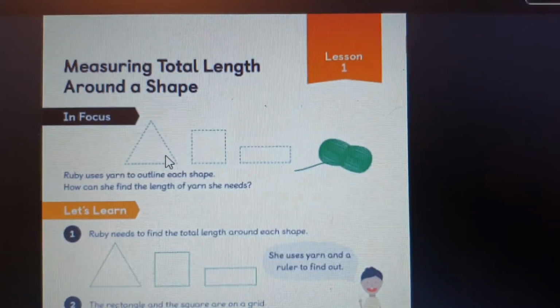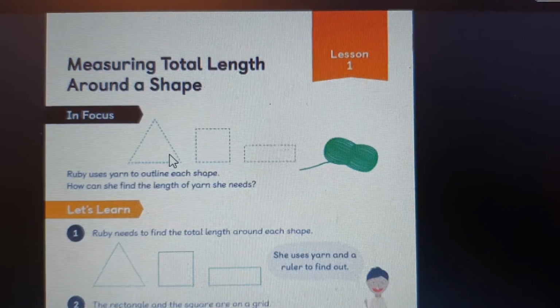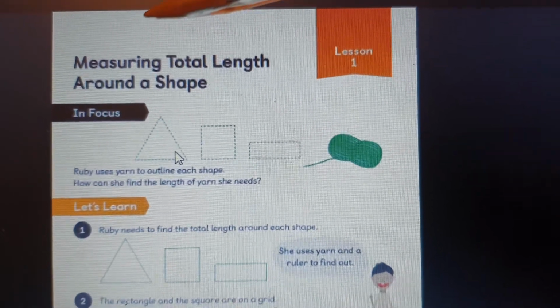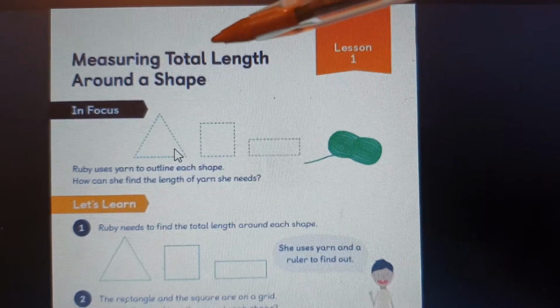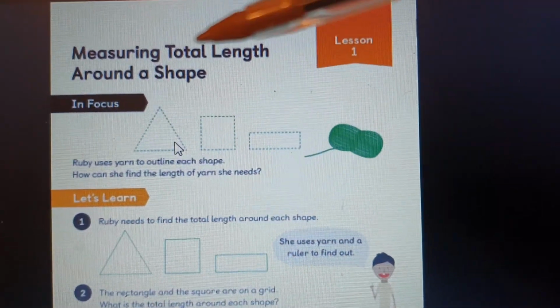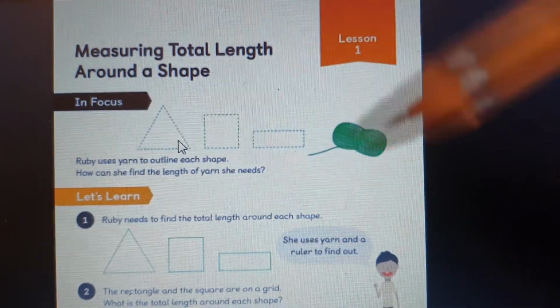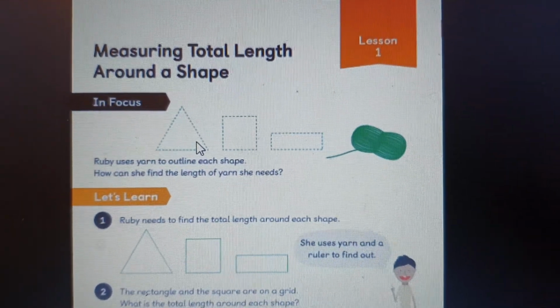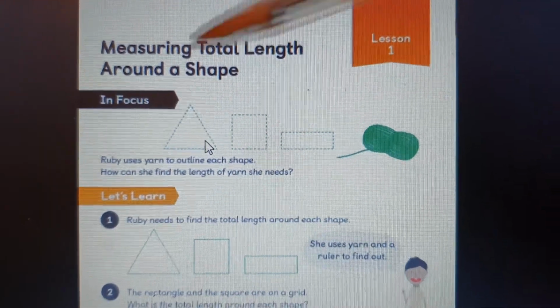So I've just put a link on BBC Link about perimeter and what perimeter means. Today we're going to measure the total length around a shape. The reason we're doing perimeter is that next week everybody in Year 5 will be learning about perimeter and area. So Group 2, we're just having a little bit of a head start with that.